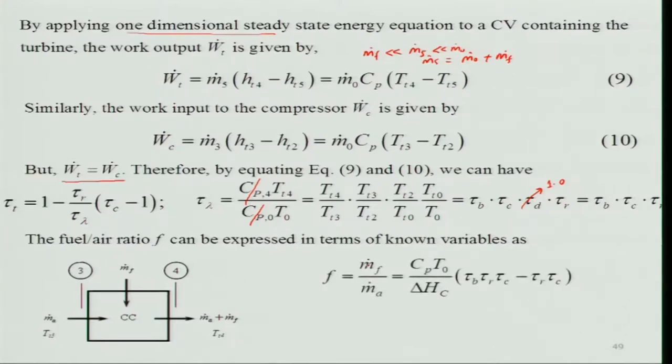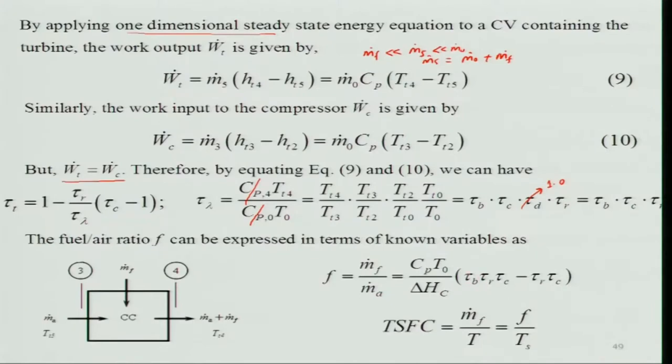So we can write m dot f divided by m dot a as nothing but cp T naught delta s c, which you will see is tau b tau r tau c minus tau r tau c. I have omitted some steps here, but you can do it very easily, and in case you find some problem, let me know. And TSFC you can get very easily, that is f divided by specific thrust. And you will put in these values. Now several terminologies are coming, like temperature ratio or pressure ratio.